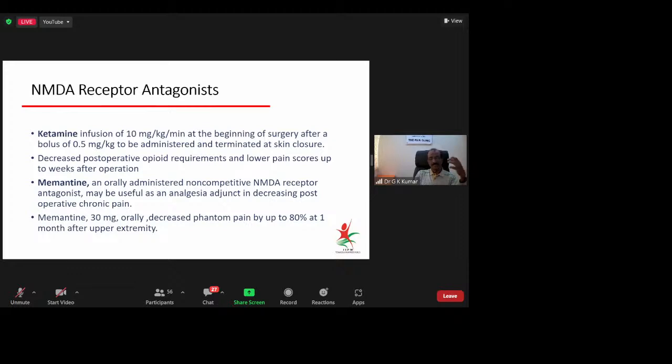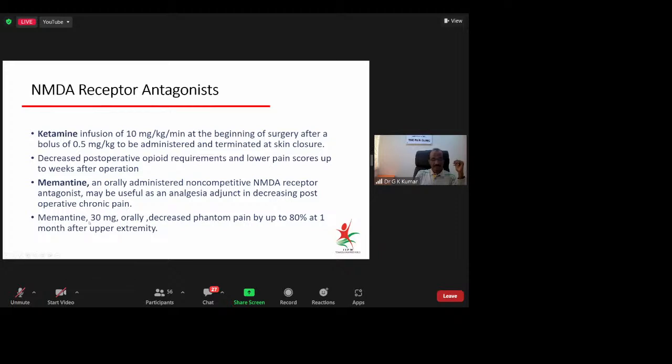It reduces the consumption of opioid during the post-operative period, and it has lower pain scores up to a week after the operation. But it is mainly chosen for long-term preventive pain rather than acute pain management around the immediate post-operative period. Memantine is an orally administered non-competitive NMDA receptor antagonist, but it is used for schizophrenic patients.